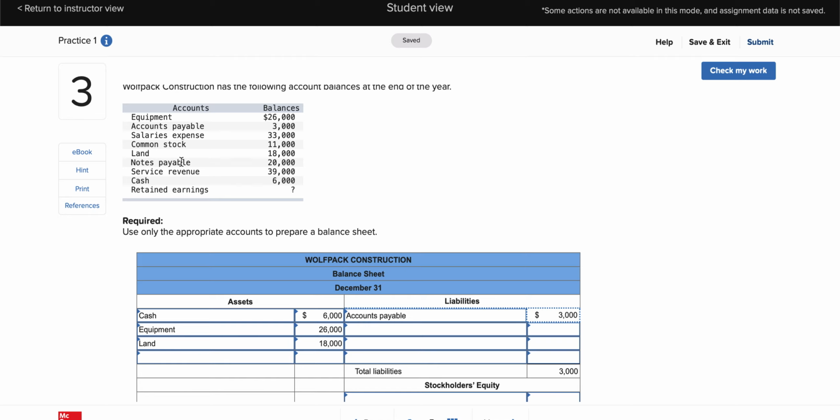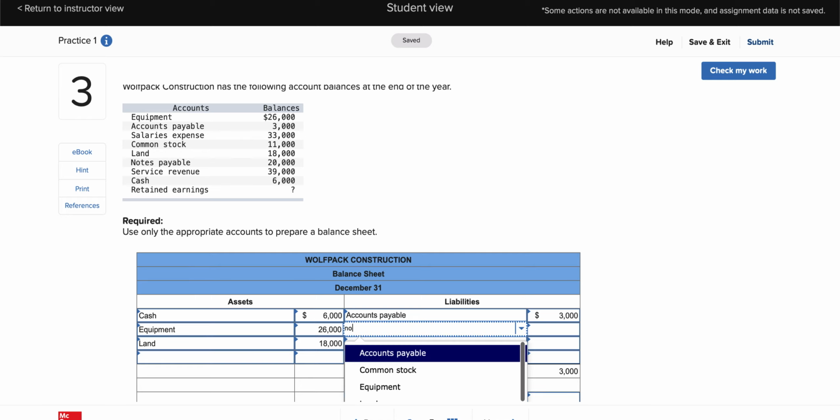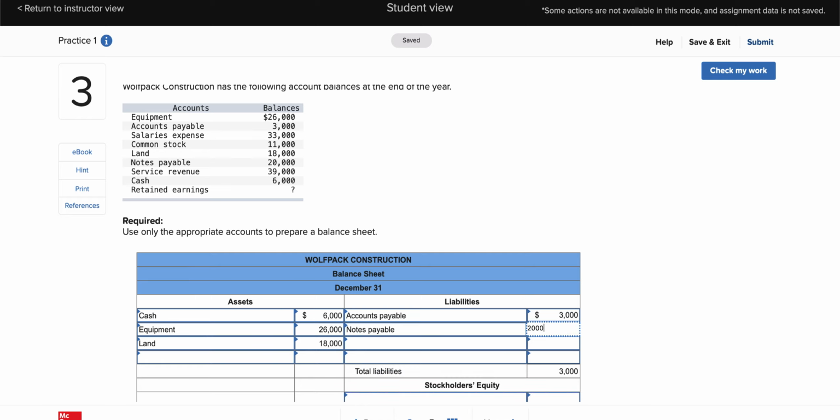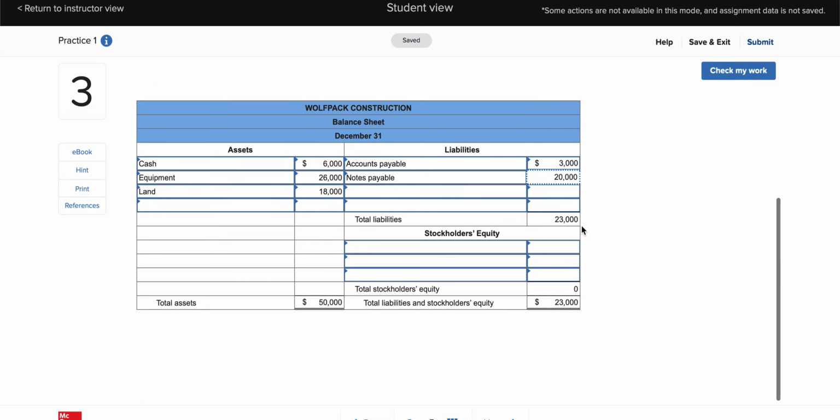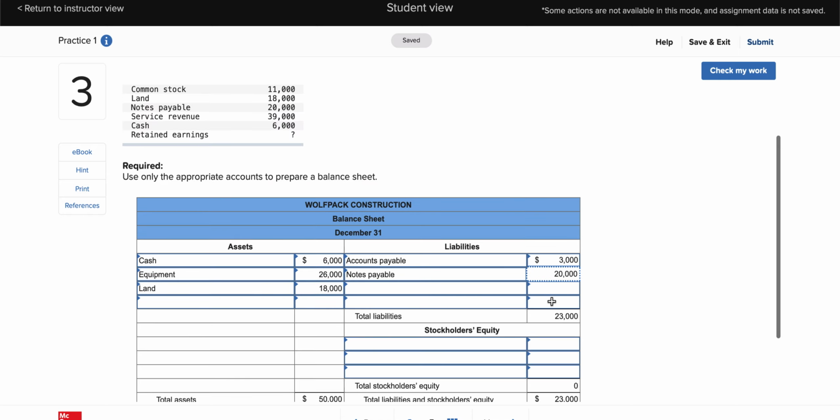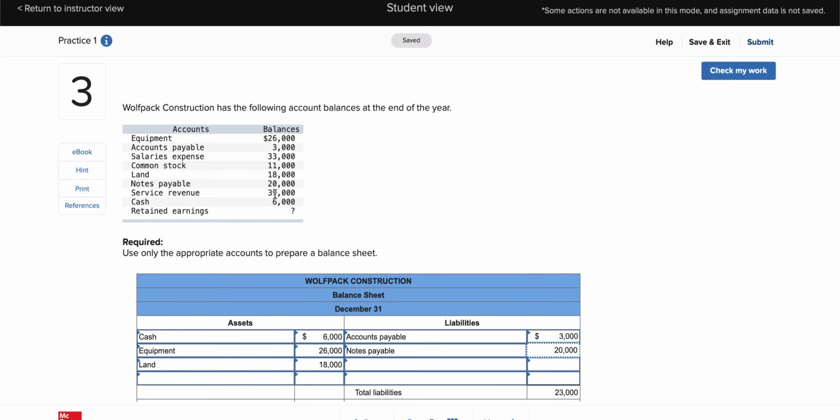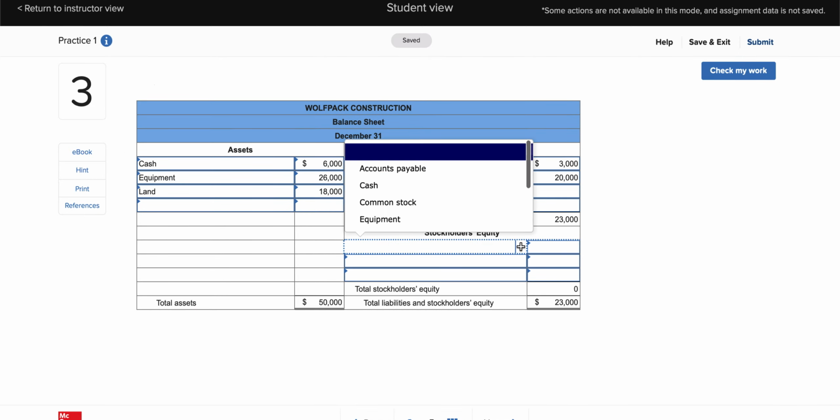Any other payables that we see here, we have a note payable for $20,000. So we have $23,000 in total liabilities, and I just know from knowing that the total has to be $50,000 here that we're looking for $27,000 worth of stockholders' equity. So let's look at what we have here. We've already used equipment, payables, expenses not necessary here. That doesn't belong on a balance sheet. Common stock, let's see, $11,000. That's one of our items.